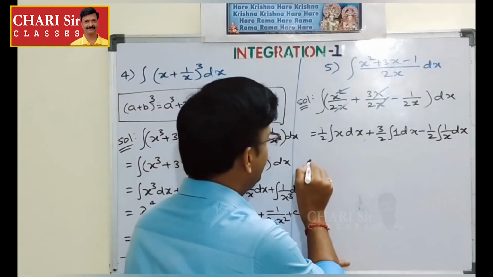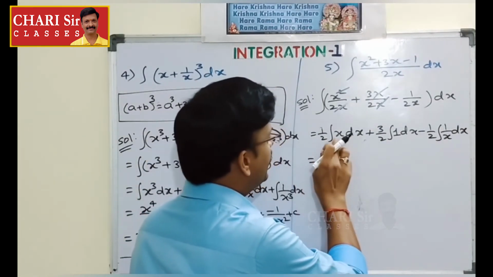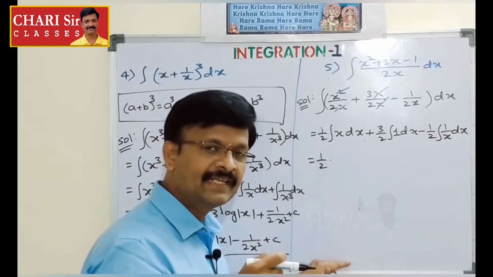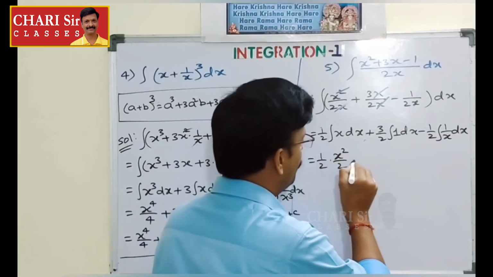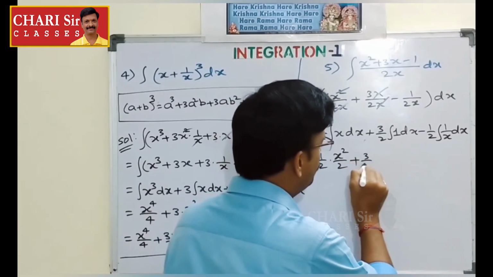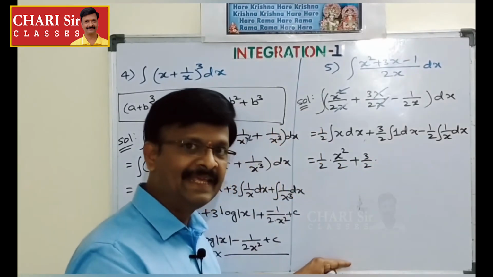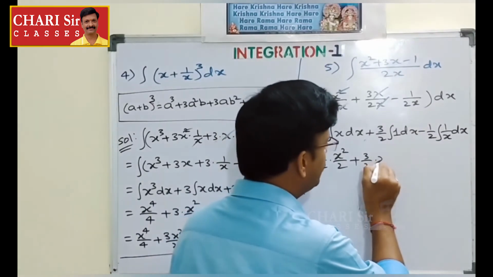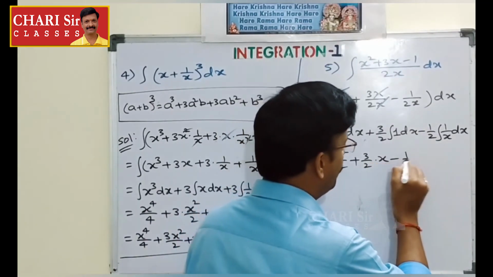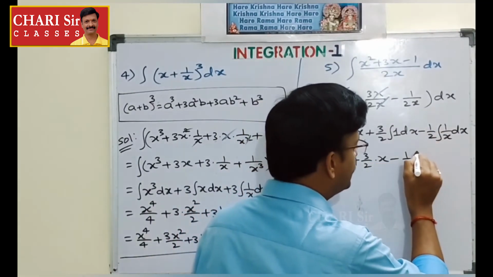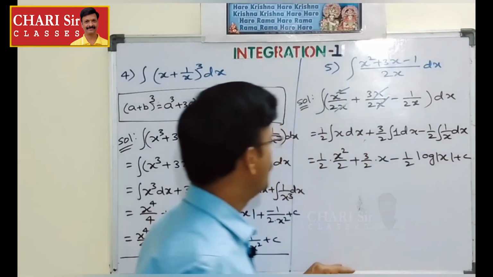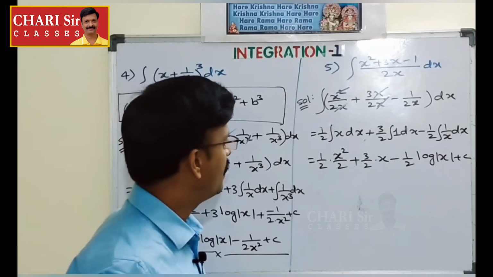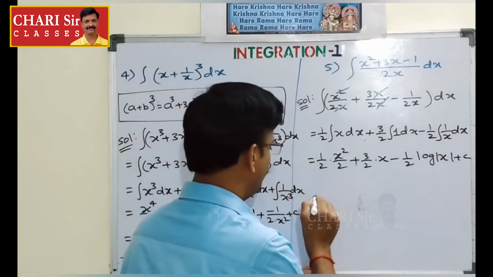So now this is equal to 1/2 times the integration of x dx. The integration of x dx is x²/2. That is, you can write x²/2 plus 3/2 into the integration of 1 dx. The integration of 1 dx is just x. Minus 1/2, the integration of 1/x is log|x|, and plus c. If anything gets cancelled, you can cancel, or else just simplify and write down the final answer.